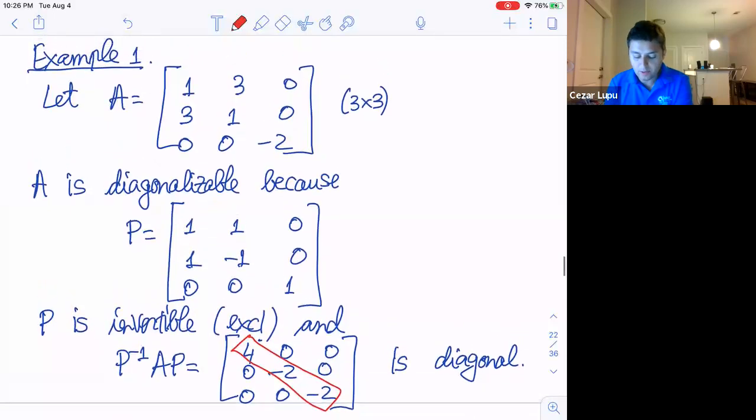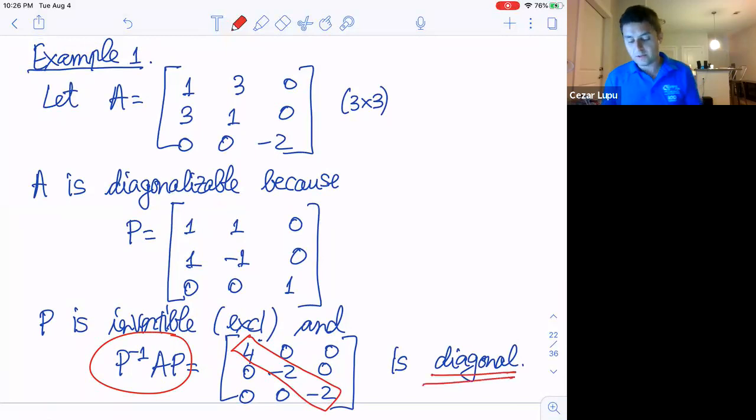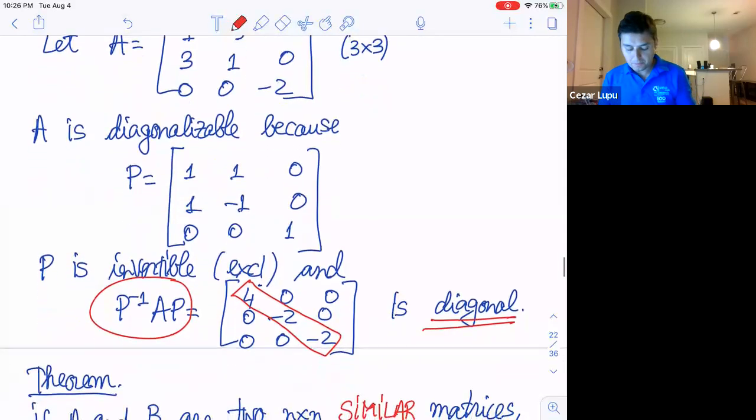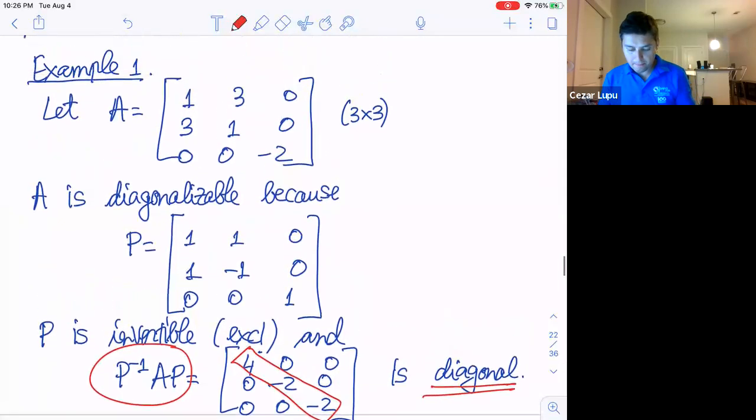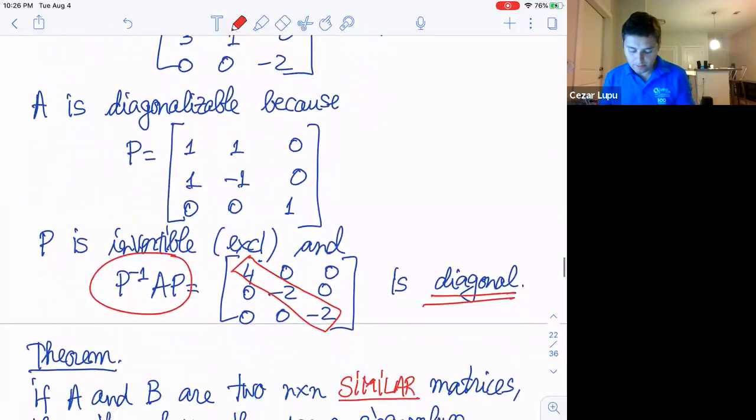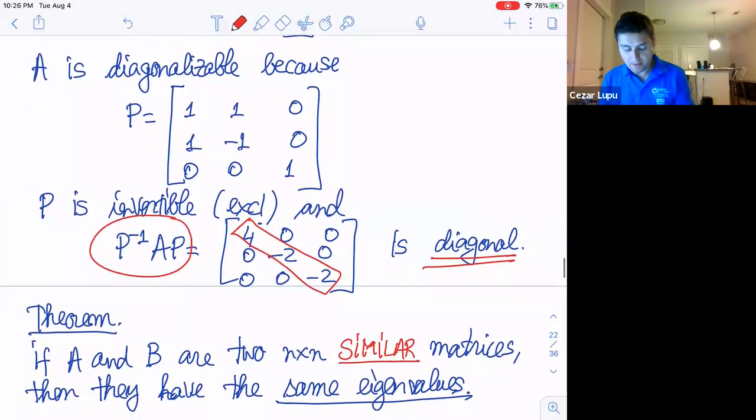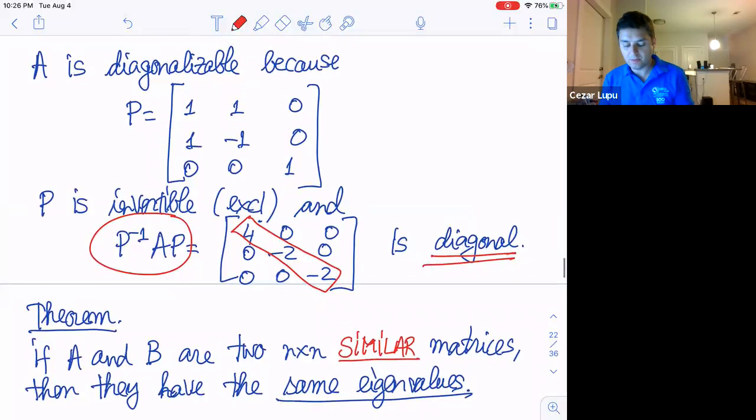So we want to make this matrix look as simple as possible. Why not diagonal? So that's the purpose. Okay, so that's the first example. And also there was another example, but anyway, we'll get there. But before, let me say a few words about similar matrices.